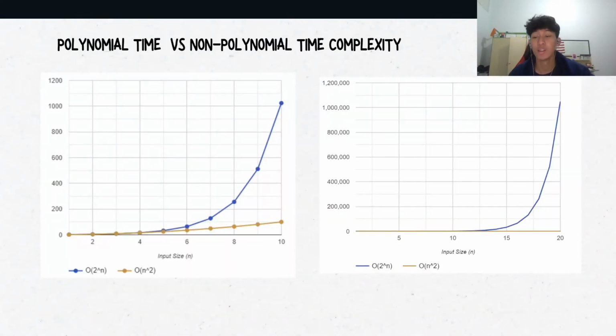And what is the difference? Here we can see the difference in a graph between polynomial time and non-polynomial time complexity. The blue one is O(2^n), which is the non-polynomial time, and O(n^2) is the polynomial time. We can see the great difference between these two.